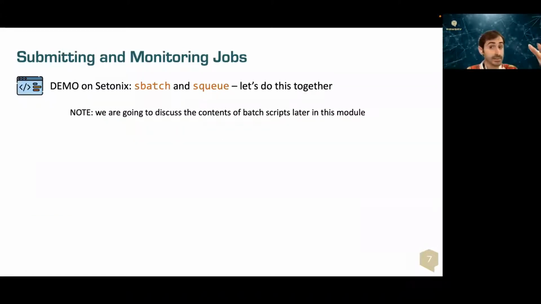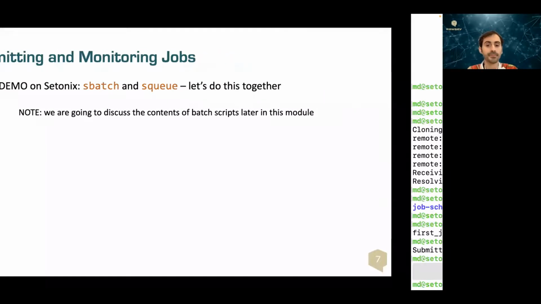So now let's get started with a demo on the terminal on Setonix about using sbatch and squeue with jobs. Just a note that at this stage, we're just going to see how to use the key commands to monitor jobs and then to submit them. We're not covering yet the contents of the scripts that will come later in this module.